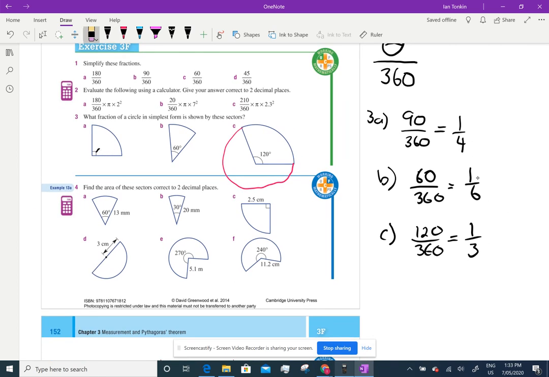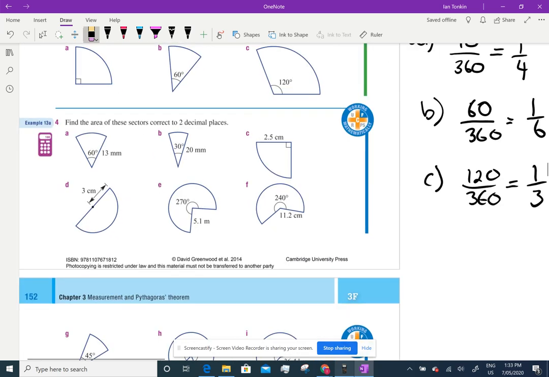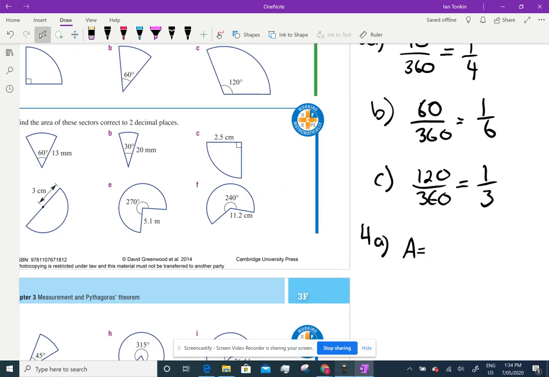So once we know the fraction, we can find the area. So look at this in question 4. I'm going to do A, D, and F. So here's 4A. If you can do them by yourself, off you go. You don't need to watch. 4A. Well, the area equals, well, I've got to find the fraction. So I'm going to write theta over 360.